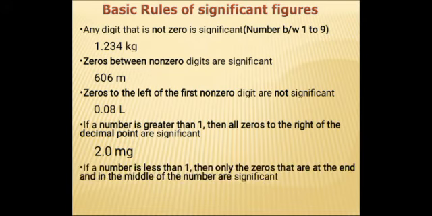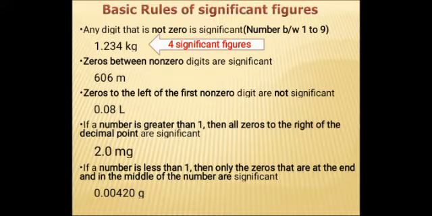Next, if a number is less than 1, it is opposite to the previous one. If the number is less than 1, then only the zeros at the end and in the middle are significant. For example, 0.00420. Before the decimal there is 0, and 0 is less than 1. In this way, we cannot count the zeros on the left-hand side. So there are 2 significant figures.